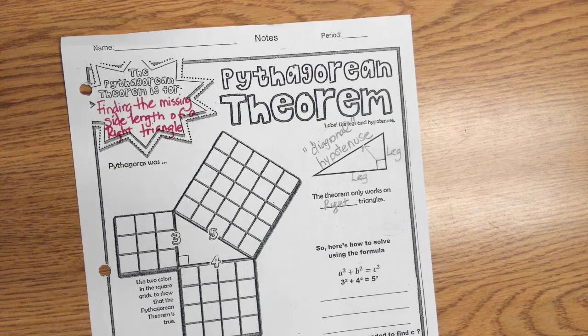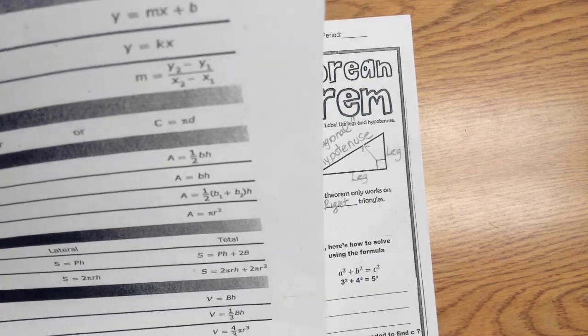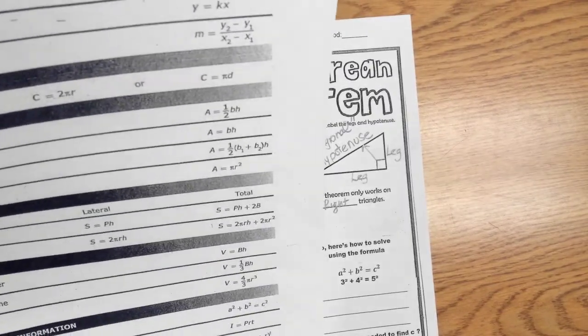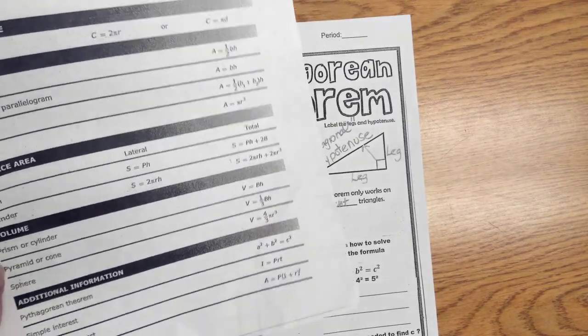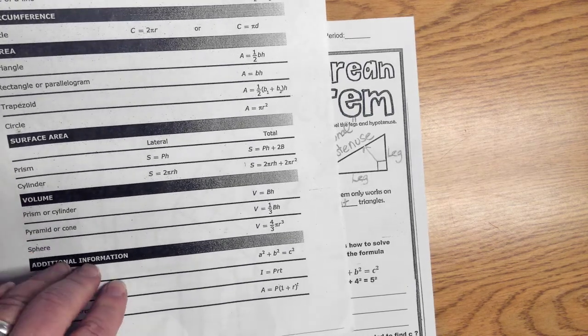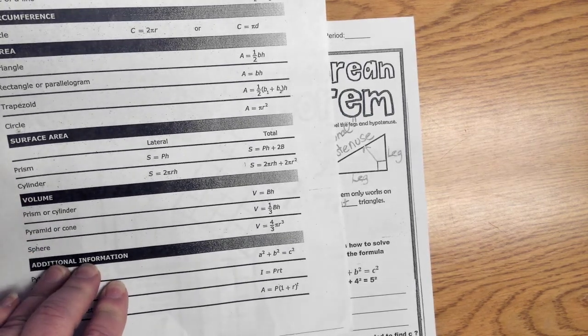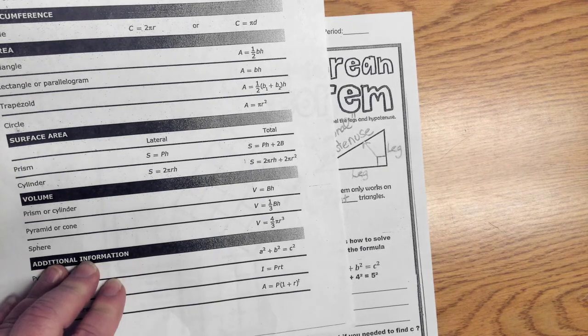And if you go all the way down to where it says additional information towards the bottom of your purple chart, your Pythagorean theorem equation is there. And it's not 2. Stop saying that. It's a squared plus b squared is equal to c squared. Okay? You don't want to use 2. You need to use the right information. A squared plus b squared equals c squared.